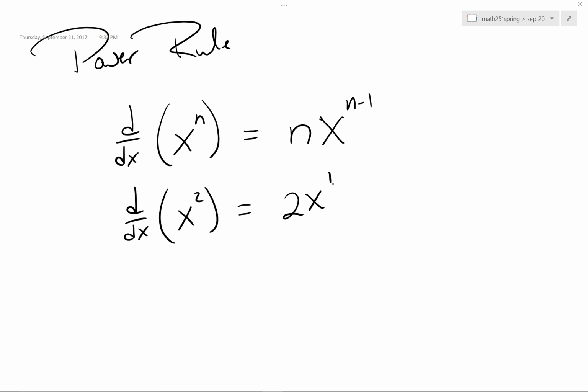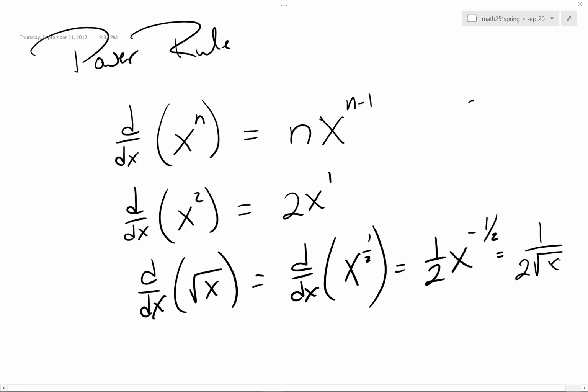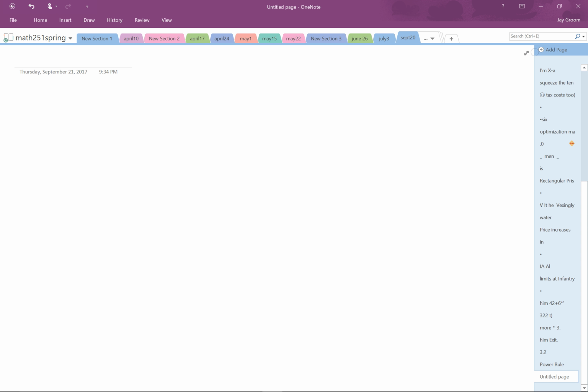What about the square root of x? It's a great question. What about it? Well, that's the same as taking the derivative of x to the 1/2 power. So that would be 1/2 x to the minus 1/2, or 1 over 2 square root of x. Okay, pretty straightforward. Now, some other ones kind of come up, and we'll do them as we get to them.